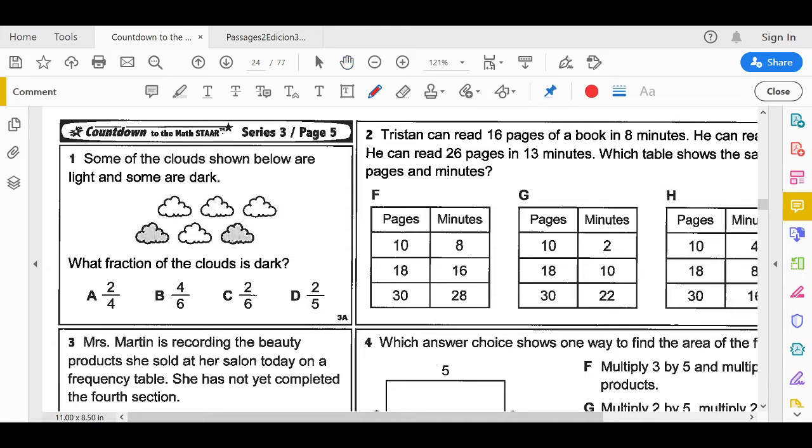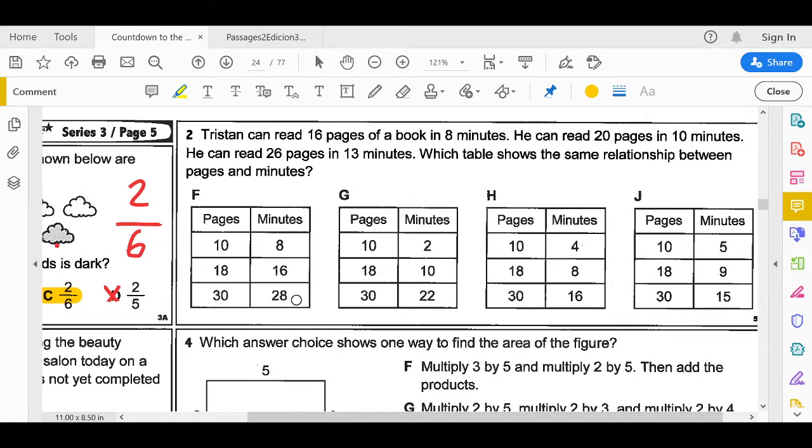So let's find it. We have two clouds that are dark, this one right here and this one right here, and we have 1, 2, 3, 4, 5, and 6 in total. So our answer should be that one, 2/6 or 2 out of 6. So I'm going to cross out this one. This one is not a good answer either, and letter D doesn't give me the numbers I need. The answer again is letter C, 2/6. Okay, let's go to number 2.